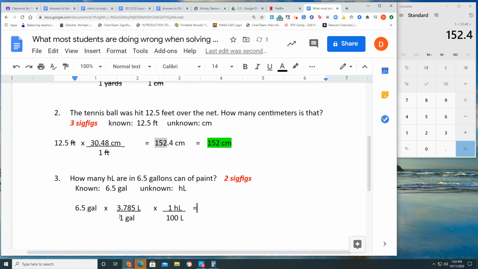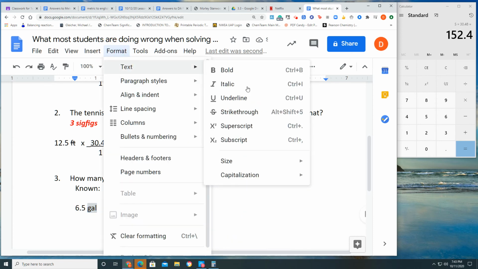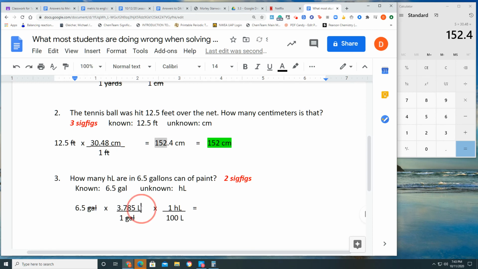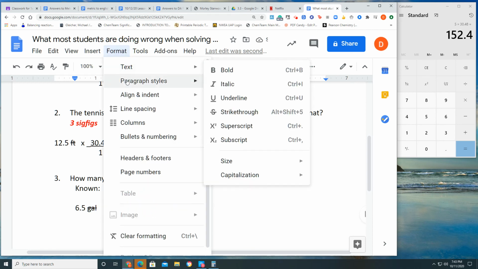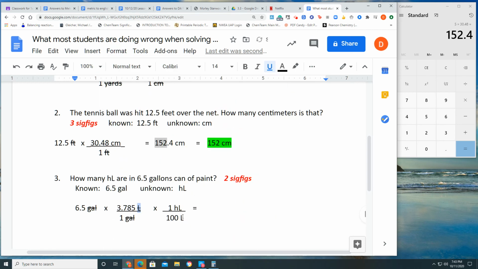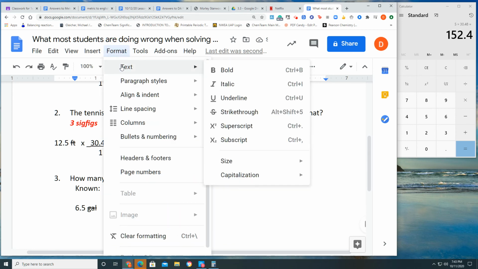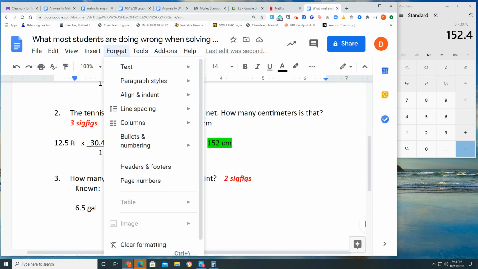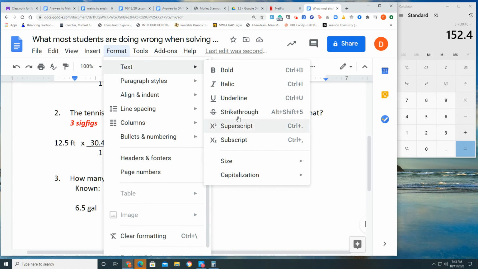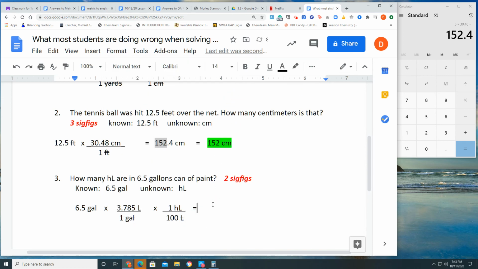Now we're at hectoliters, so now we can get rid of any unit, again, that's on top and bottom. So I'm going to start off with gallons. We'll get rid of gallons. Then we're going to get rid of the other gallon. We'll get rid of our liters. And our other liters. Okay, and now all we have to really do is our math. I do want to go back and double check.